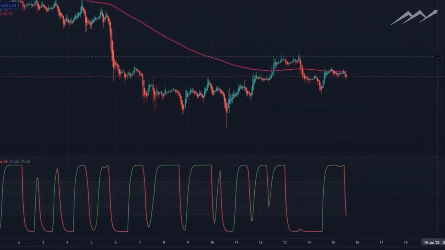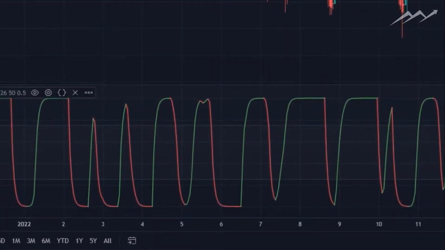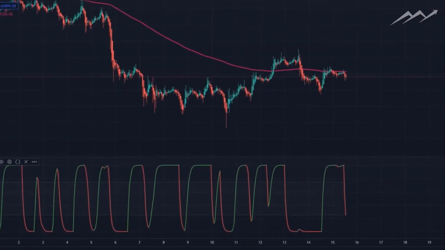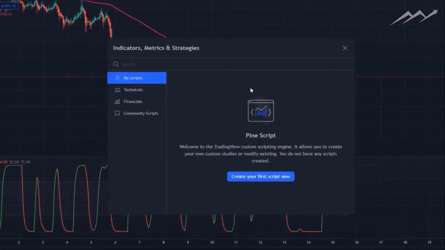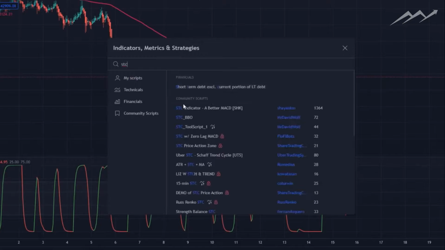In this video, we are going to be testing a very interesting indicator that I didn't even know existed until a few days ago. This is the STC indicator, and this actually claims to be a better version of the MACD. Now, if you go up to indicators and you search for the STC, it is this one here. The STC indicator, and in the title, it literally claims to be better than the MACD.